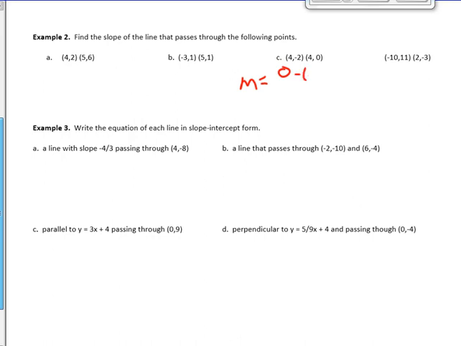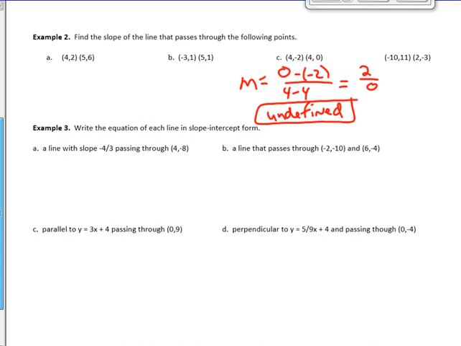Slope equation: 0 minus negative 2, and 4 minus 4. 0 minus a negative 2 is 2. 4 minus 4 is 0. Here's where the problem comes in. I've got 2 divided by 0, so this is going to give me a vertical line with an undefined slope. So do not say that this slope is 0, because it's not. It's undefined. So we have an undefined slope with this set of 2 points.